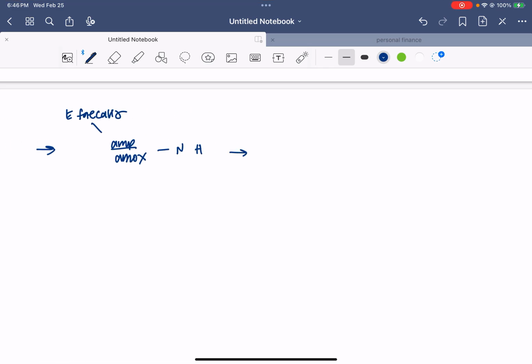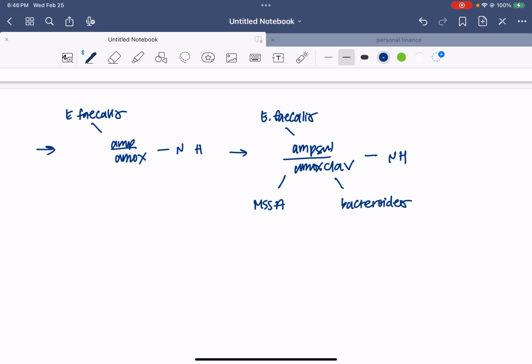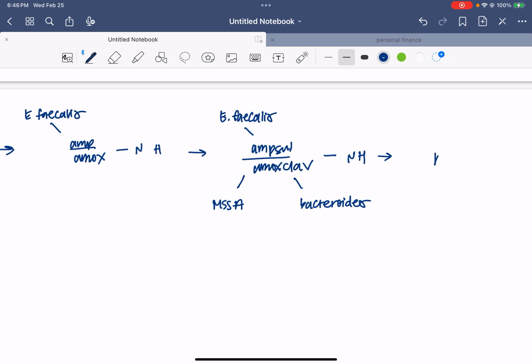Then when you reach your beta-lactamase inhibitors, you keep the same bugs that are covered by ampicillin, amoxicillin, but you also add on Bacteroides coverage from the beta-lactamase inhibitors, as well as MSSA. And finally, in the final evolution, Pip-tazo, the only thing it doesn't cover is VRE and MRSA.